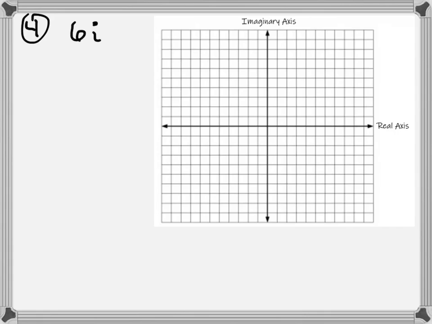Okay, looking at number 4. There's only an imaginary portion on this one. That doesn't mean the other part doesn't exist. It's the same thing as 0 plus 6i. So if the real or imaginary part is vacant or missing, it's going to be on the axis. So we're not going to go left and right any, but we are going to count up 6. 1, 2, 3, 4, 5, 6. And that's where I'll put my dot. And so that is my answer.